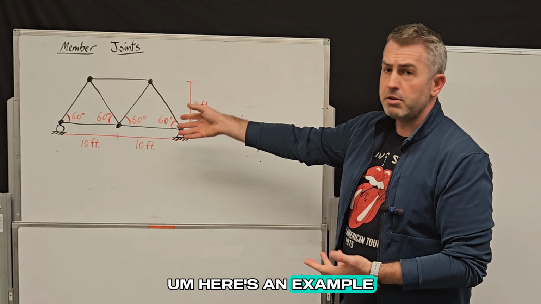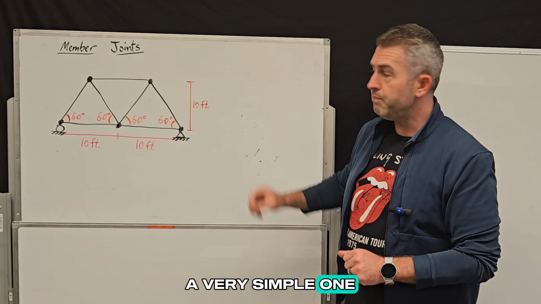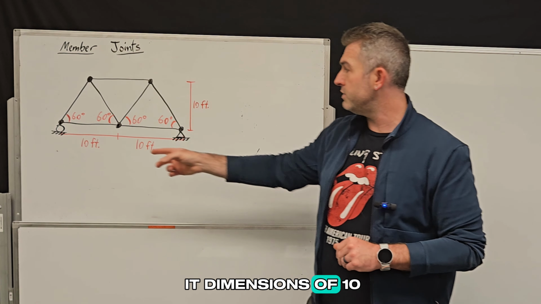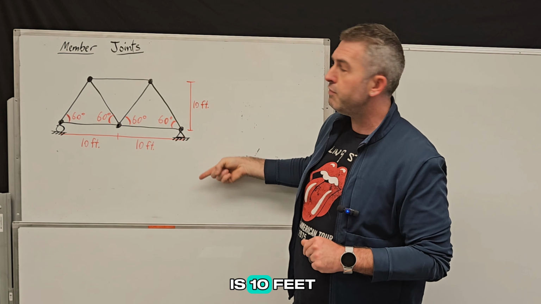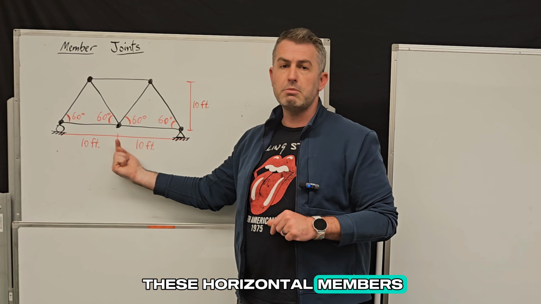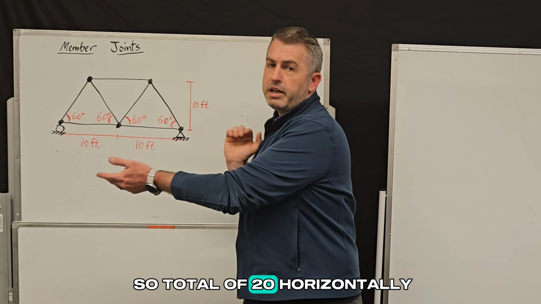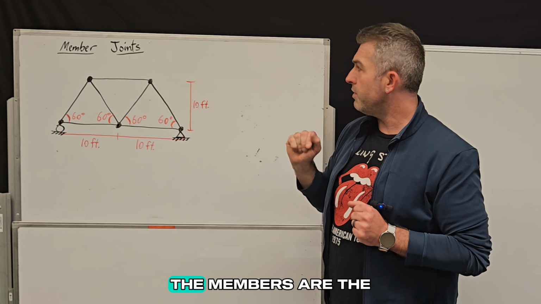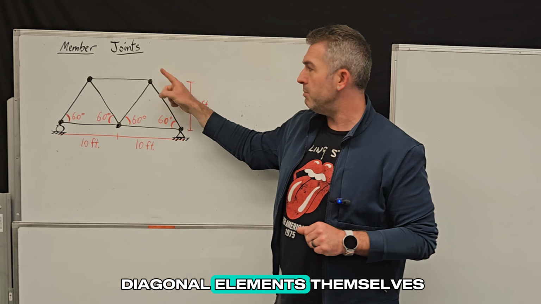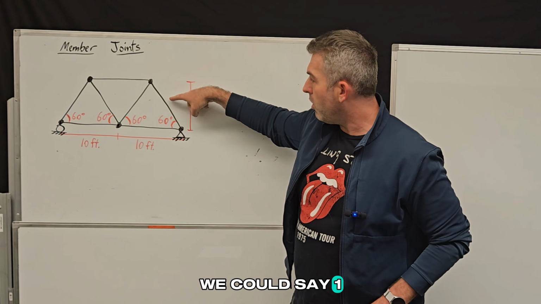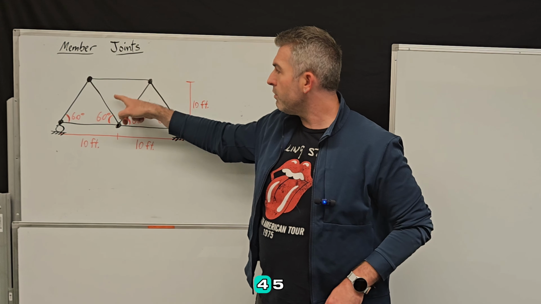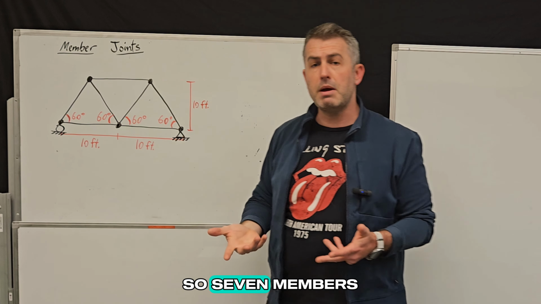So here's an example of a truss bridge, a very simple one. And so I gave it dimensions of 10 feet by 10 feet. So the vertical dimension is 10 feet, and then each of these horizontal members is also 10 feet, so a total of 20 horizontally. And so the members are the diagonal elements themselves. So if you were to count how many members are in this bridge, we could say 1, 2, 3, 4, 5, 6, 7. So 7 members.